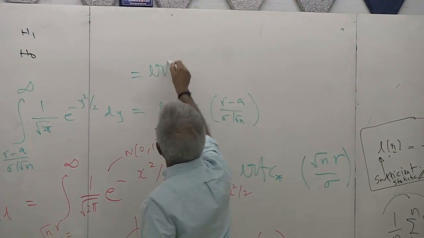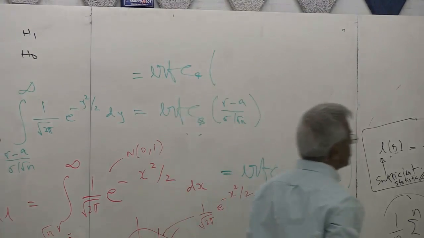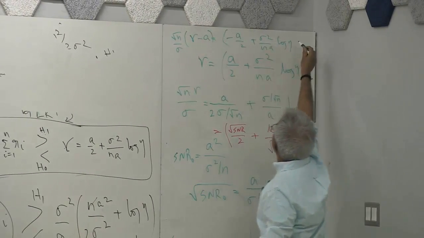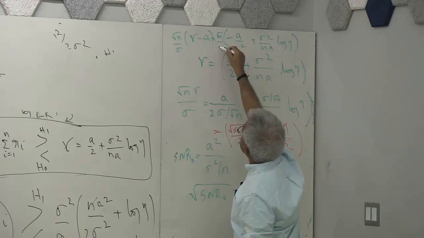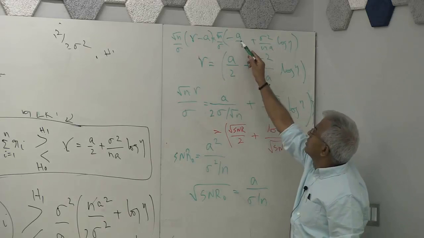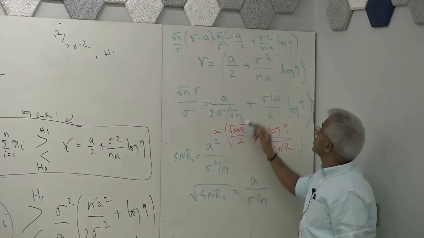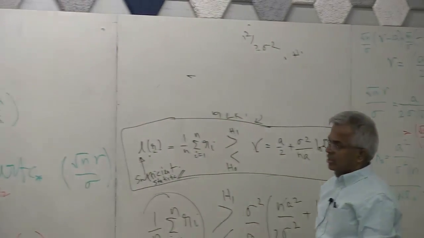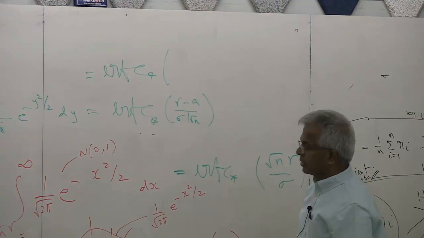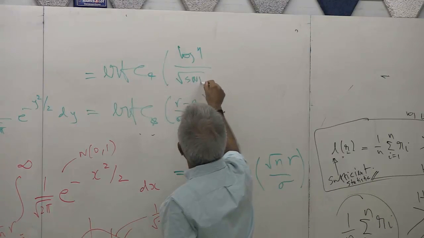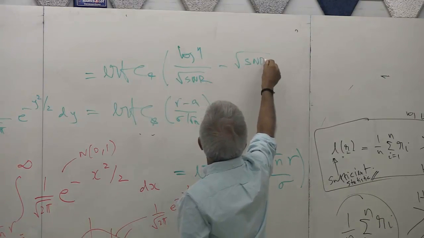So you should be able to see that this is the same as error function complementary. The first term is, remember, exactly the same way. You multiply by square root of n over sigma. You multiply here also square root of n over sigma. You look at here, what is the difference? Here you have minus, here you have plus, exactly the same expression. So you will end up with this expression with a minus sign here, which is what I'm going to copy there. So this will be log eta over square root of SNR minus square root of SNR by 2.